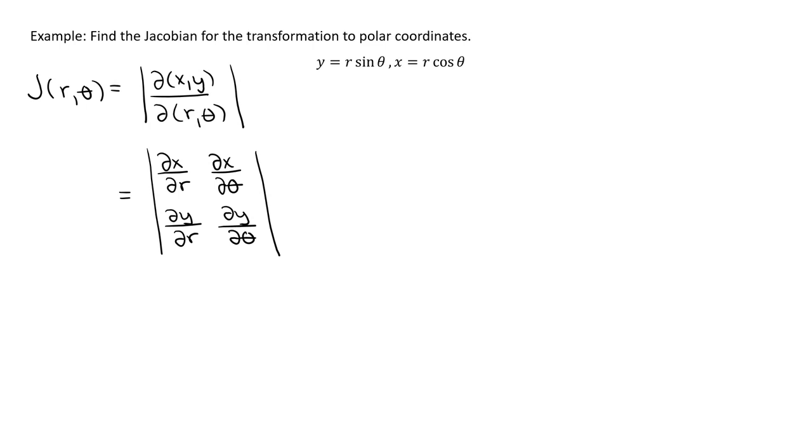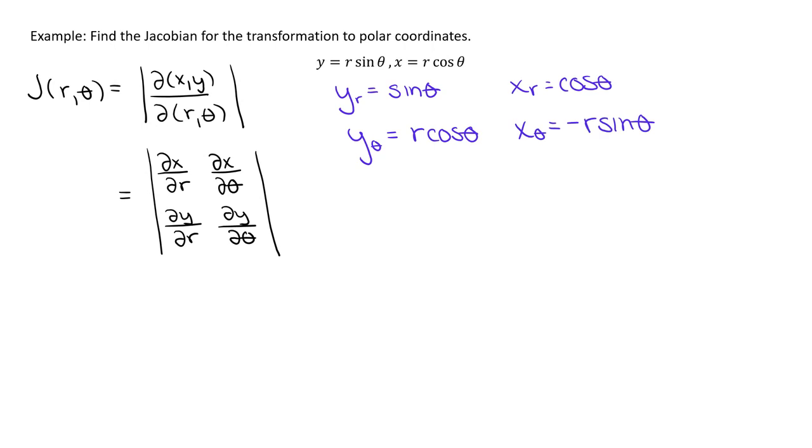So I just jotted down my definition. My Jacobian for the transformation to r and theta: I'm going to take dx dr, dx d theta in the top row of my matrix, dy dr, dy d theta in the bottom row. So that means I have to find my derivatives of y and x with respect to both r and theta. Derivative of y with respect to r is just sine theta. Derivative of y with respect to theta is r cosine theta. And then dx dr is cosine theta. Dx d theta is negative r sine theta.